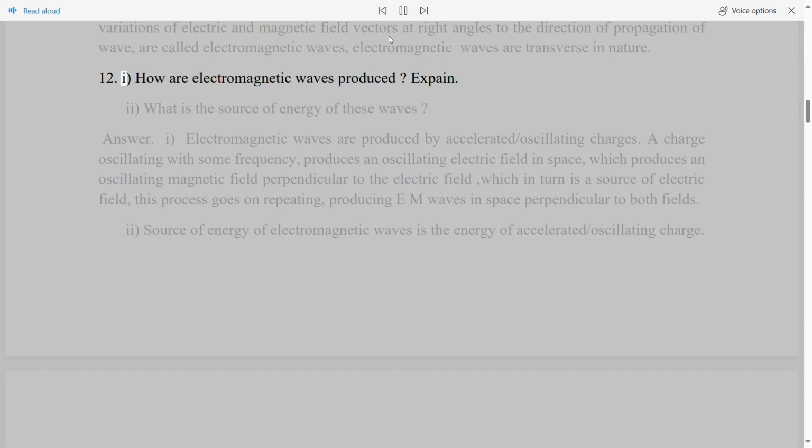13. (i) How are electromagnetic waves produced? Explain. (ii) What is the source of energy of these waves?